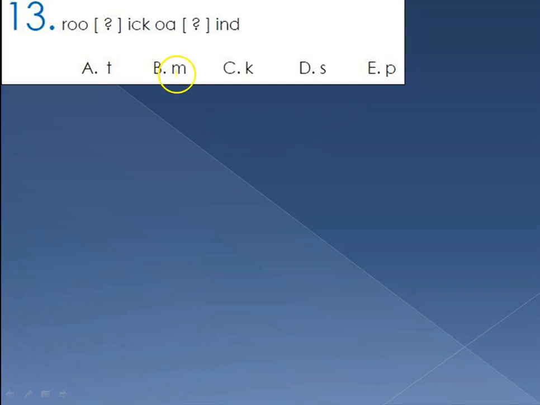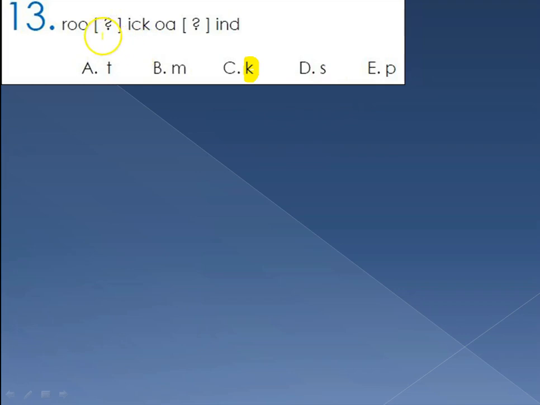It doesn't make sense either. Some of them now do, mick and room, but for the other one, again, it won't make sense. So then we go to C: rook, kick, oak, and kind. All 4 words. So I'm thinking it might be C, it might be this letter K that we need to put in, but I'm just going to check the others just in case.